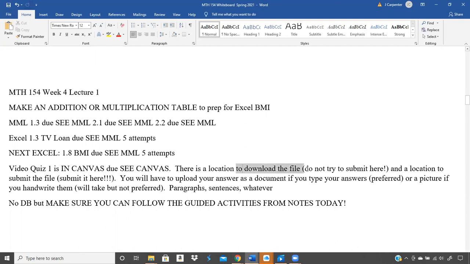There's a location to download it. Don't try and submit it there. And a location to submit it. That's where you submit it. Upload your answers as a document or as a picture. I definitely prefer it typed.